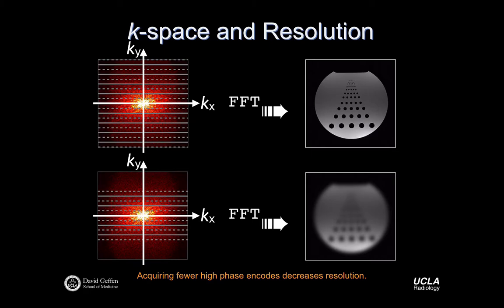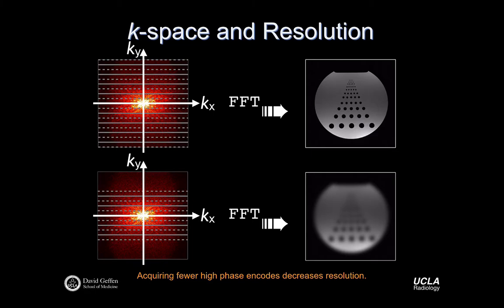In practice, though, it's not just going to change the resolution of my image. What's it going to do to my, say, exam time or my sequence time? Sure, it's going to shorten. Why? Because you're getting fewer K-space lines. Yeah, you've simply acquired, in this case, maybe two-thirds or half of the lines that you were acquiring. And so, consequently, you can scan faster.